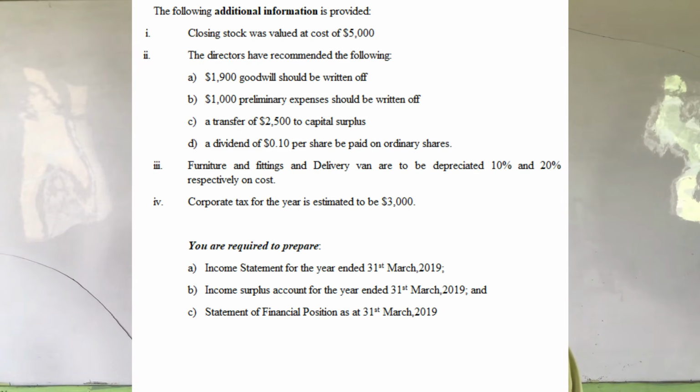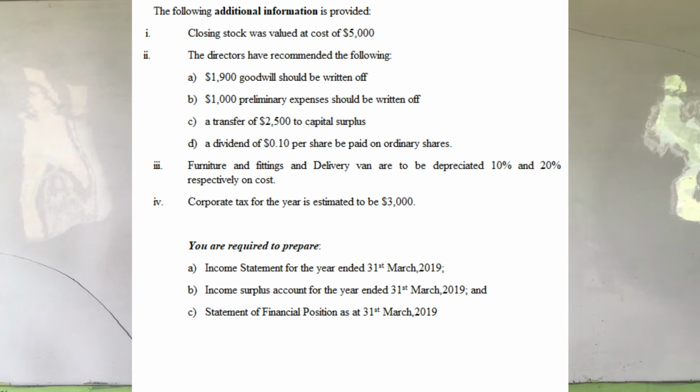So these are the additional information we have as follows. One, closing stock was valued at a cost of $5,000. The second one says that the directors have recommended the following. A, that $1,900 goodwill should be written off. B, 1,000 Ghana cedis of preliminary expenses should be written off. I will explain that to you. And then C, a transfer of 2,500 is to be made to capital surplus. And then D, a dividend of 10 cents per share be paid on ordinary shares.